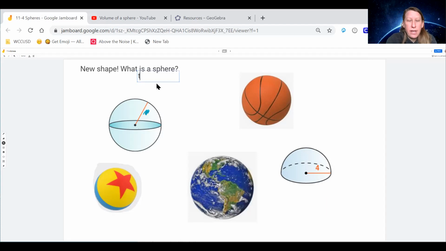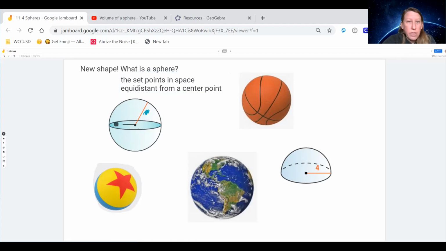A sphere is the set of points equidistant from a center point. I'm going to put the set of points in three-dimensional space, equidistant from a center point. So there's only one measurement that you need on a sphere, and that is its radius. The radius is the distance from the center to any point on the sphere.